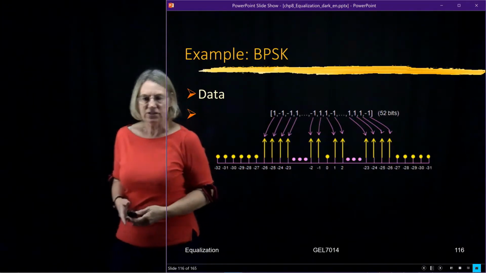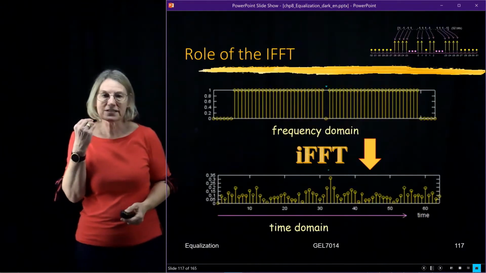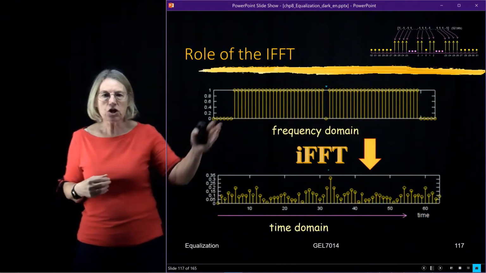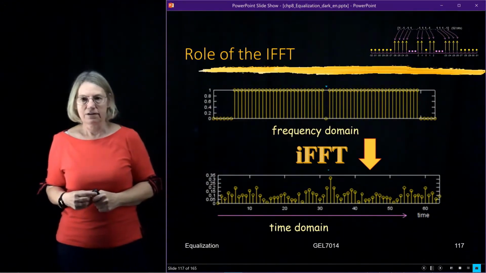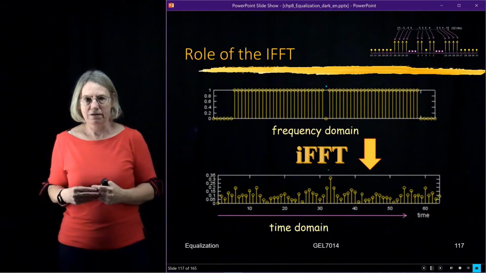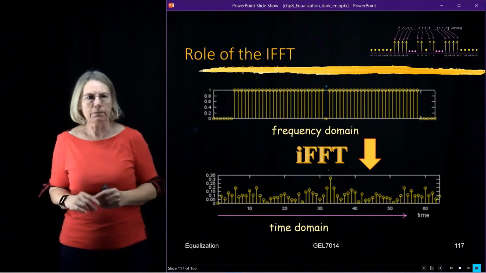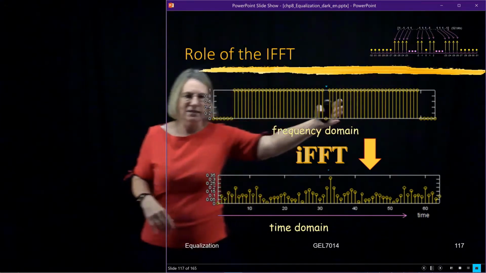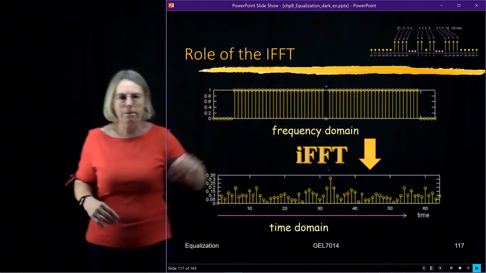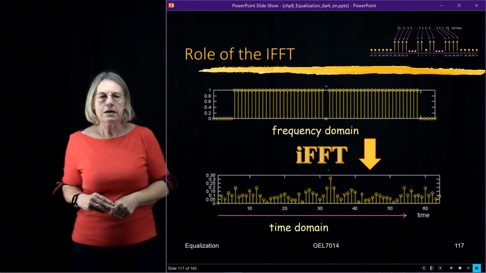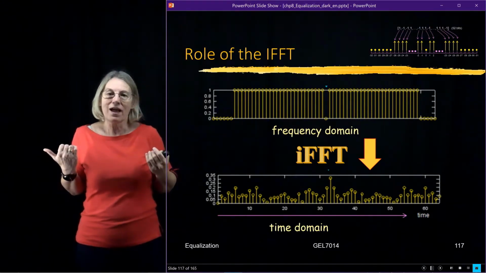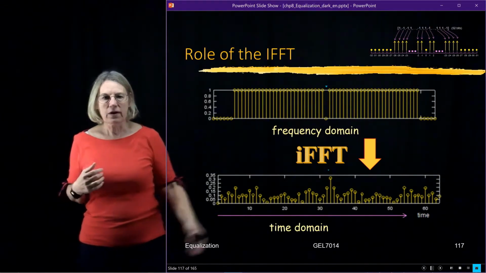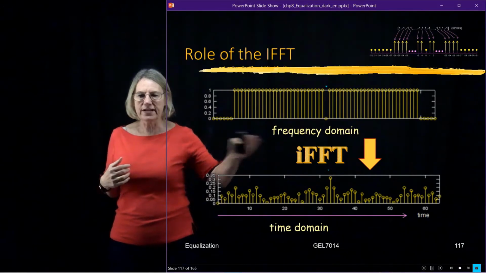What do I do with this vector? First of all, what do I interpret this vector to be? I interpret this vector to be a frequency domain vector. Okay, frequency domain. What am I going to do with this vector? And here I just show them all packed up, all used. Well, I take that frequency domain vector and I turn it into a time domain vector. So I take the inverse Fourier transform.